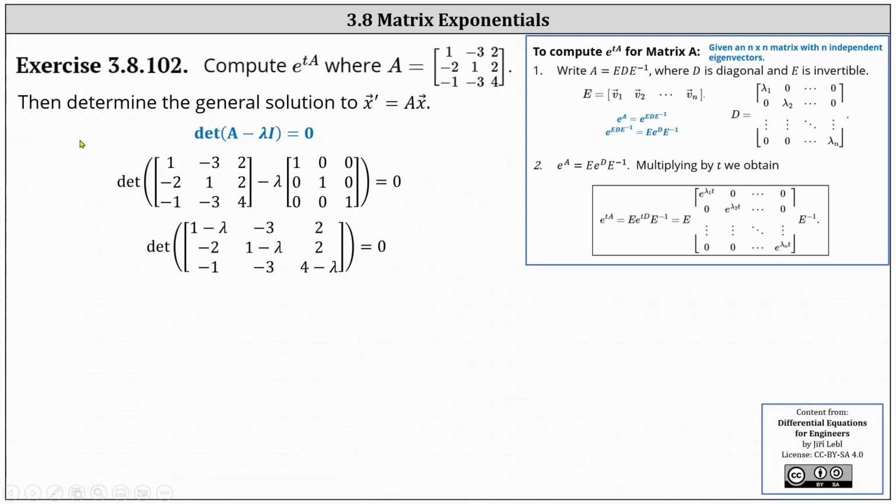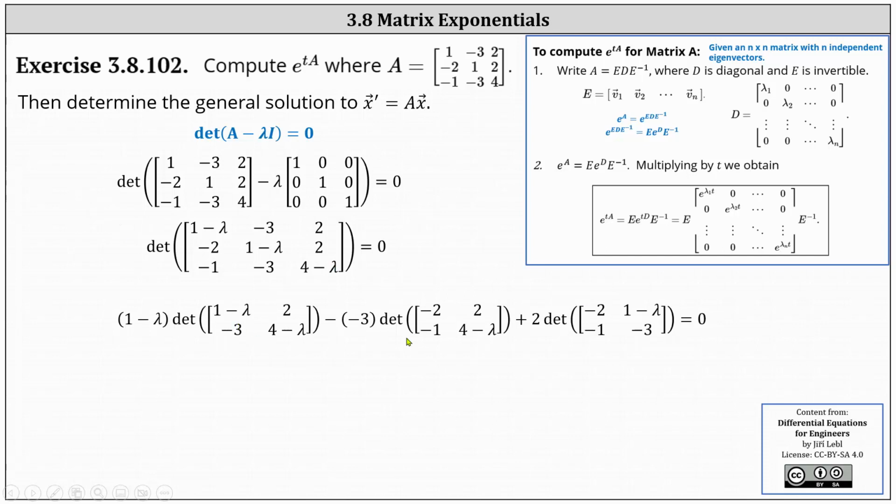Next we simplify, then we evaluate the 3 by 3 determinant. You can see from the work here I use row 1. You may want to pause the video and verify this setup. Next we evaluate the 2 by 2 determinants, simplify, factor, set equal to 0, and solve, which I've done here. Notice we have 3 eigenvalues. We have lambda sub 1 equals 3, lambda sub 2 equals 2, and lambda sub 3 equals 1.